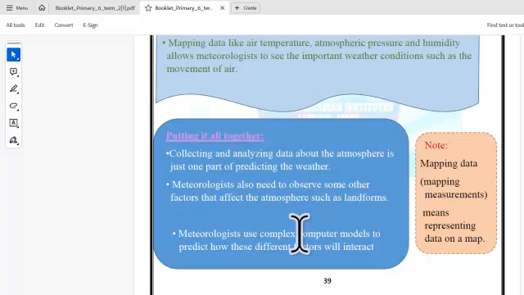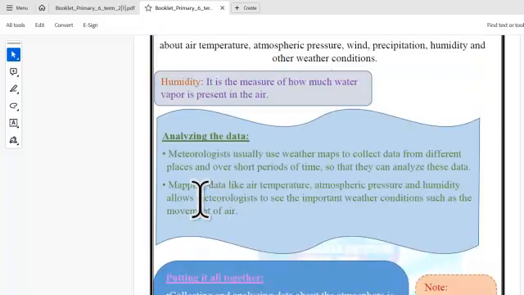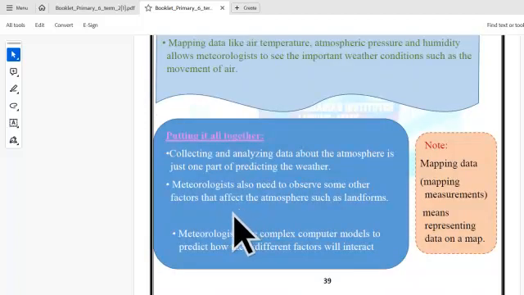Putting it all together. It is the next step after analyzing the data. Collecting and analyzing data about the atmosphere is just one part of predicting the weather. Meteorologists also need to consider other factors that affect the atmosphere, such as landforms. Meteorologists use complex computer models to predict how these different factors will interact.